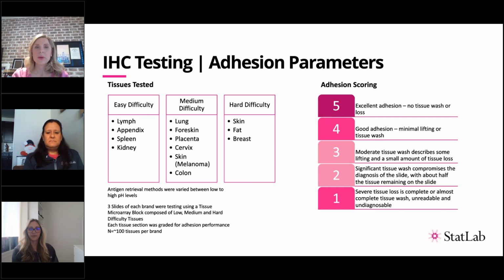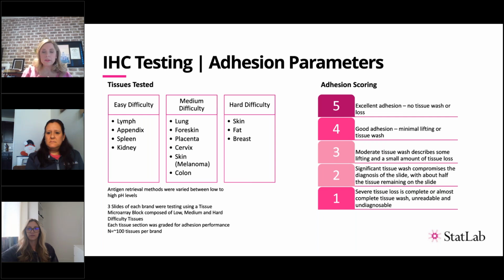Okay, so with IHC testing, we split it up. We know that IHC testing is one of the trickiest things that a lab can do, and also the most impactful. We split up the tissues that we tested. We tested about 100 different tissues per slide brand that we looked at. We tested them with easy tissues like lymph, appendix, spleen, or kidney. We had some medium difficulty tissues like lung, foreskin, placenta, cervix, or colon. And then we also stress tested them and said, all right, let's see how you do with the hard stuff: skin, fat, breast.